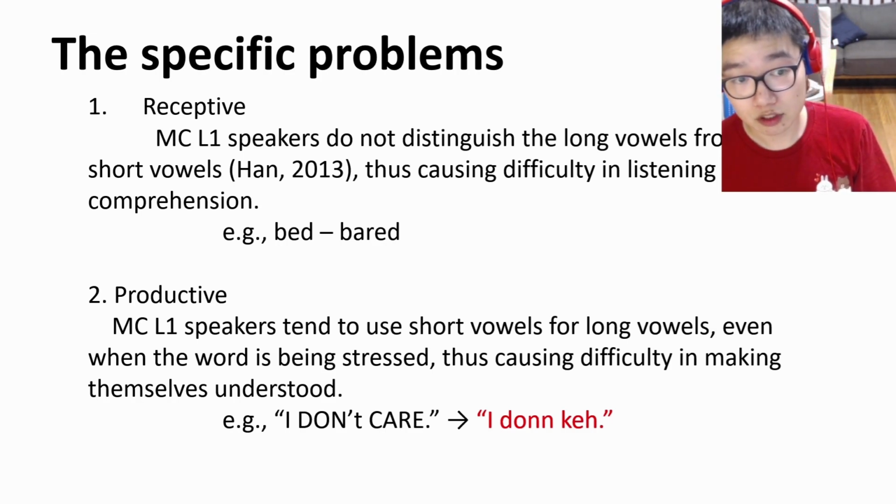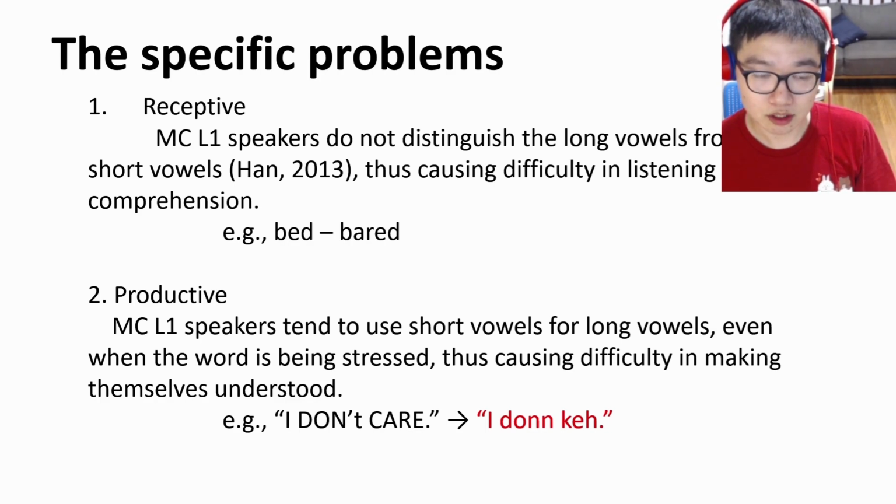The other thing is productive. When Mandarin speakers are speaking English, they tend to use short vowels for long vowels, even when the word is being stressed. This causes difficulty in making themselves understood by native speakers. For example, "I don't care" will be pronounced as "I don't care, I don't care." As you can see or hear, this is less than ideal, and in real life situations, it can lead to confusion and misunderstanding.